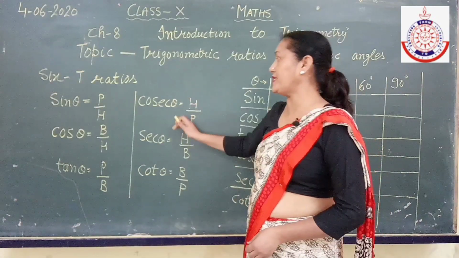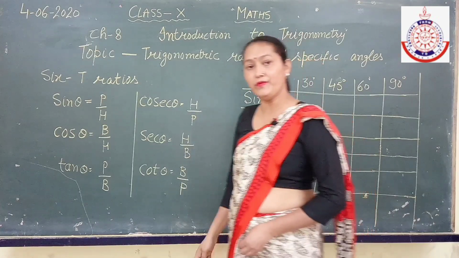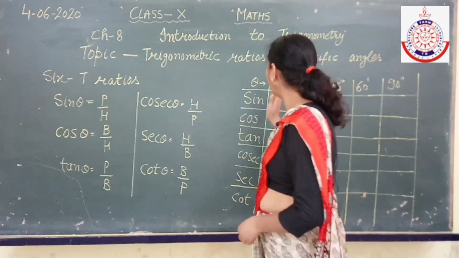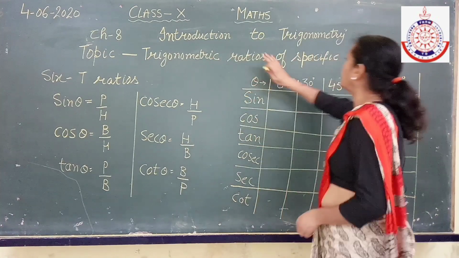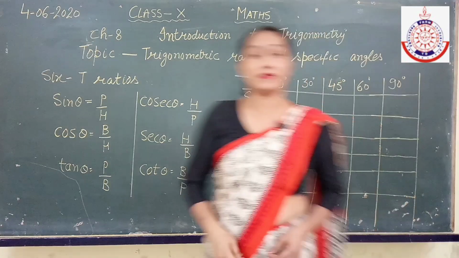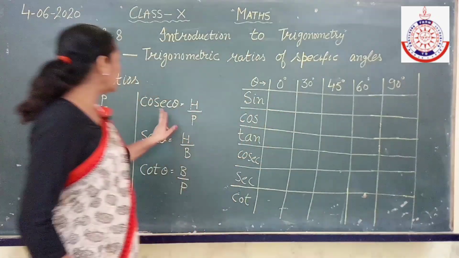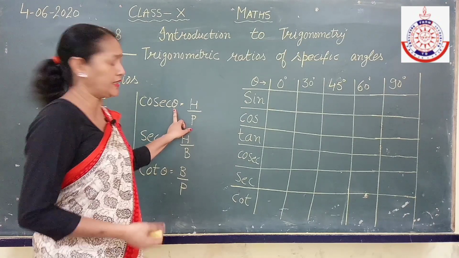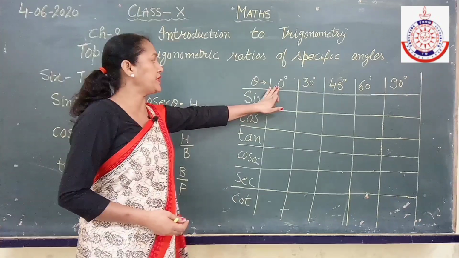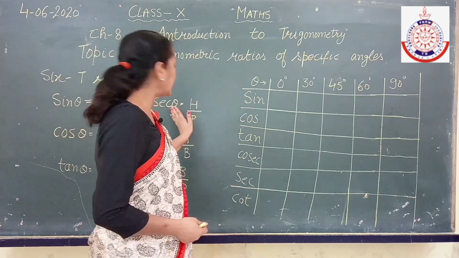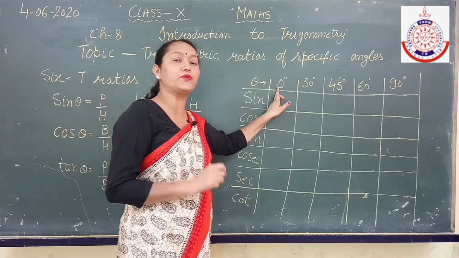Now in the same series, the next topic we are going to do is trigonometric ratios of specific angles. Now which angles? Let's see. I told you about theta. Theta means angle. Angle can have any value. It can be 0 degree, 30, 45, 60. So basically, theta can have a value from 0 to 90 degrees.